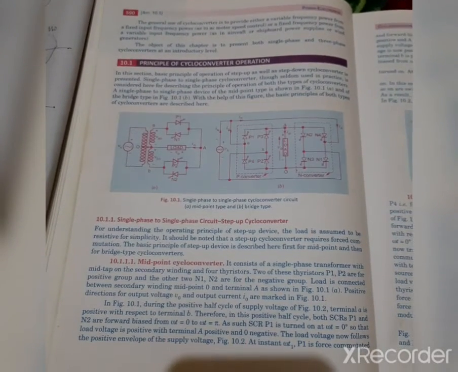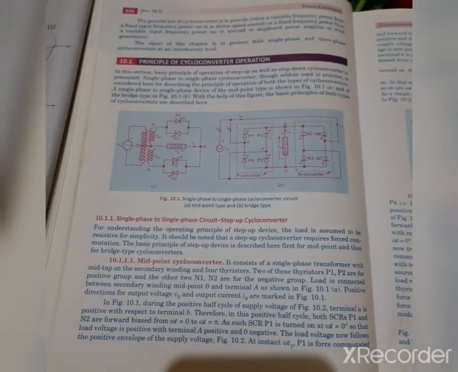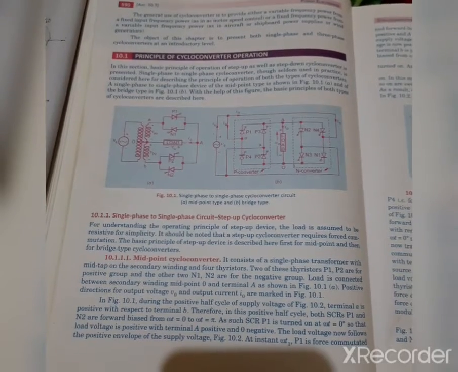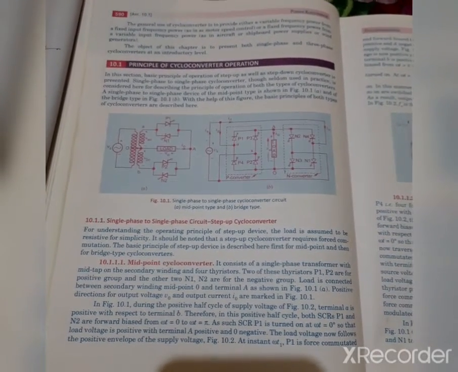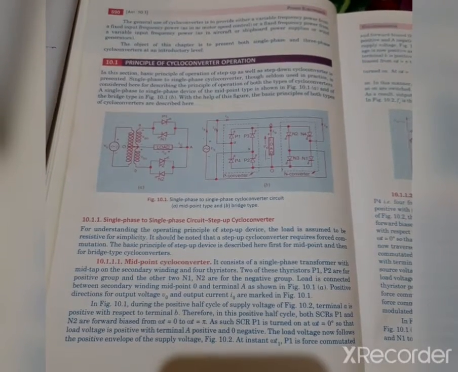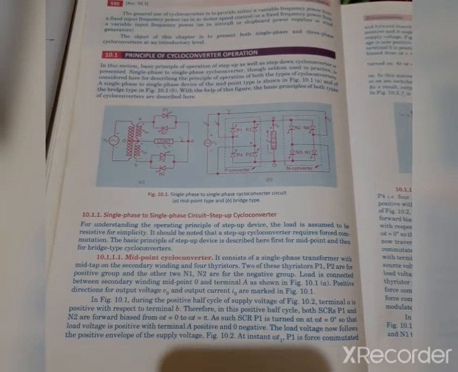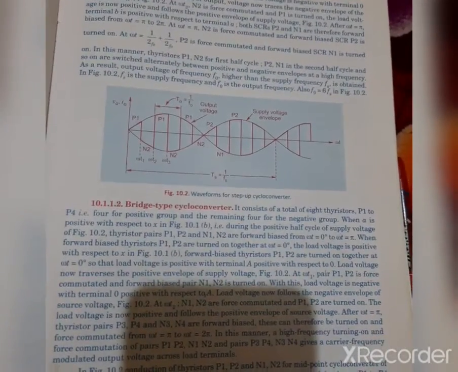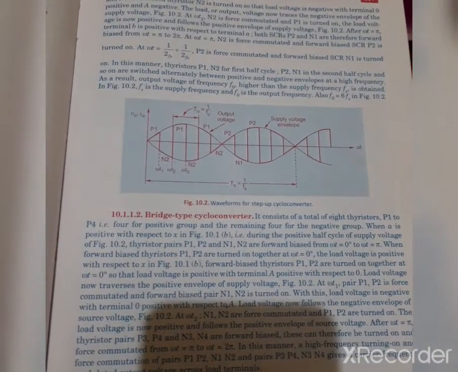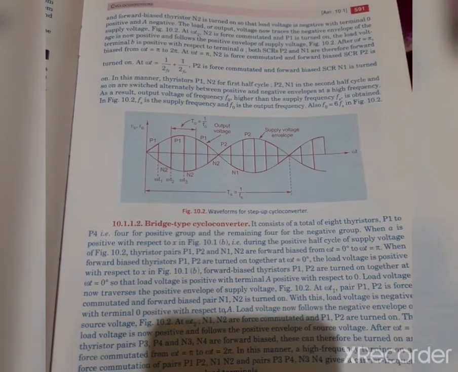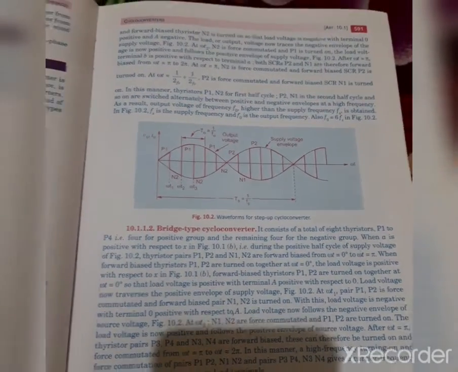Hello students, this is the continuation of the class 36 video about step up and step down cycloconverter. This is the circuit diagram for the explanation of step up and step down cycloconverter. I already explained the step up cycloconverter. This is your step up cycloconverter waveform, and the conclusion you got is that f0 is greater than fs, that means output frequency is greater than supply frequency.